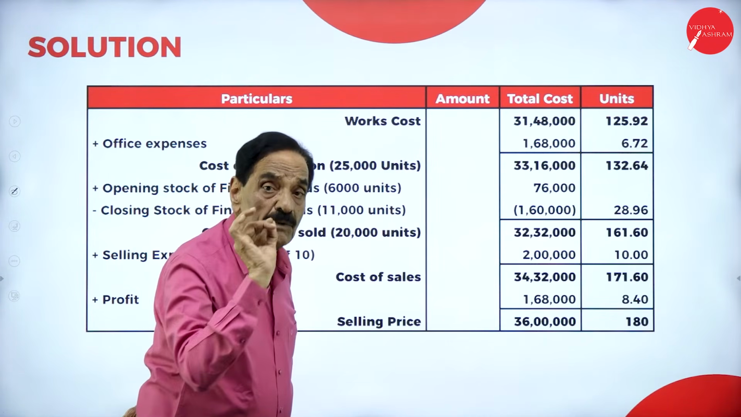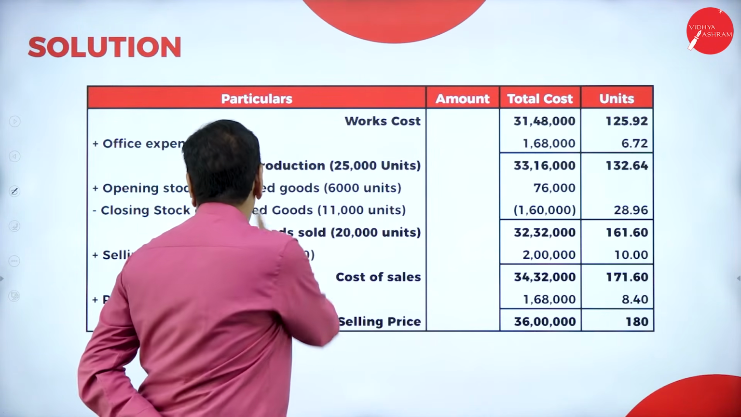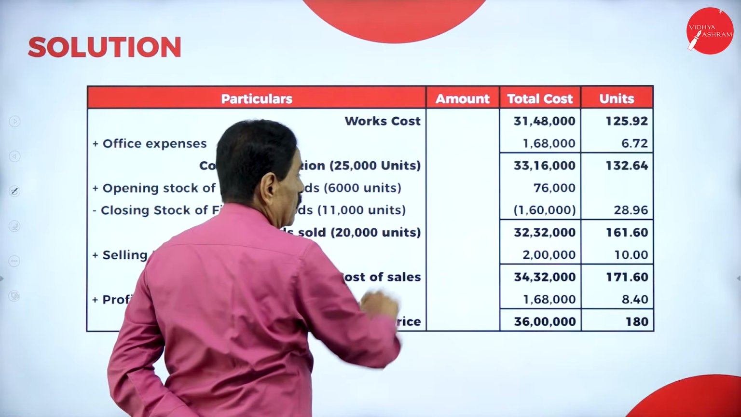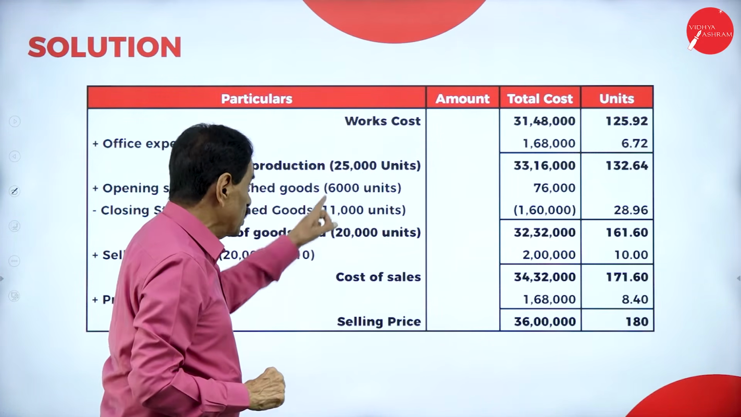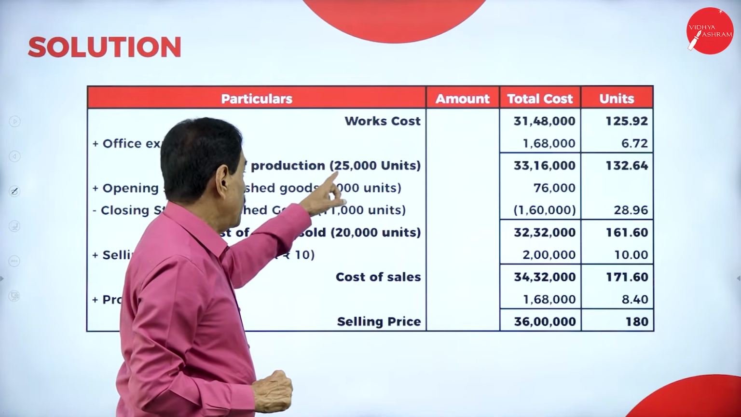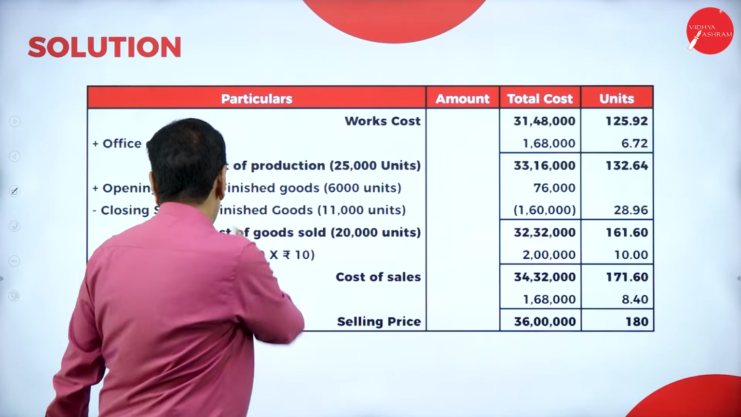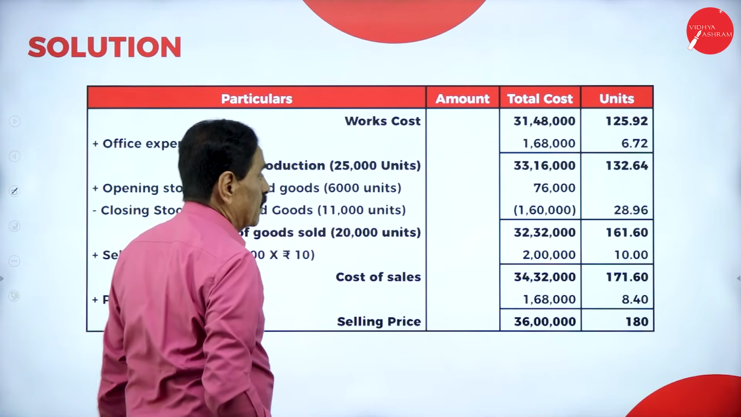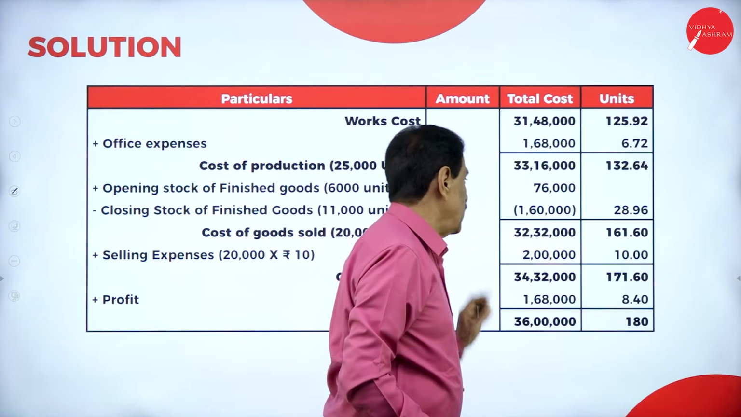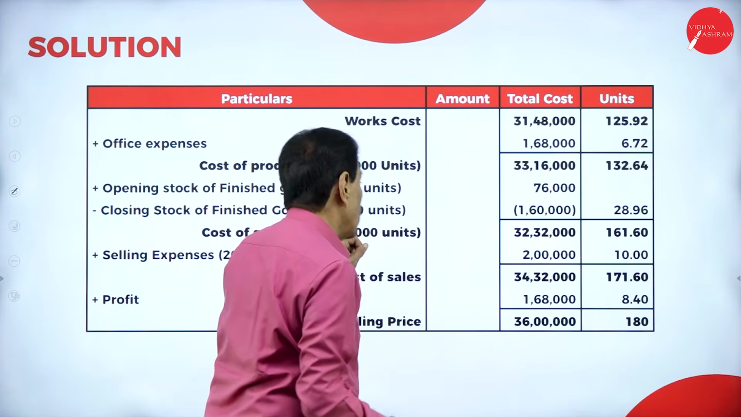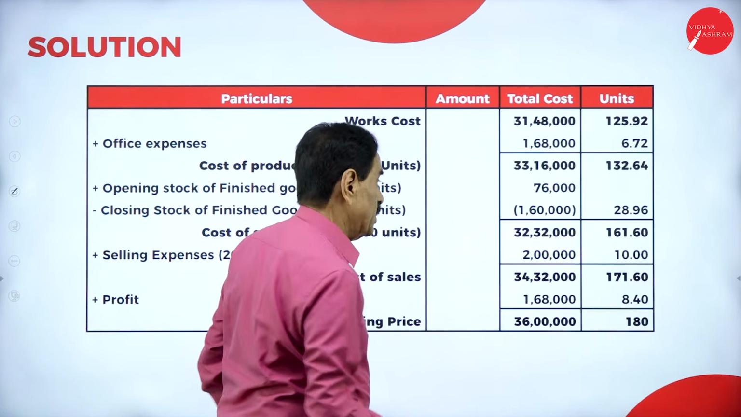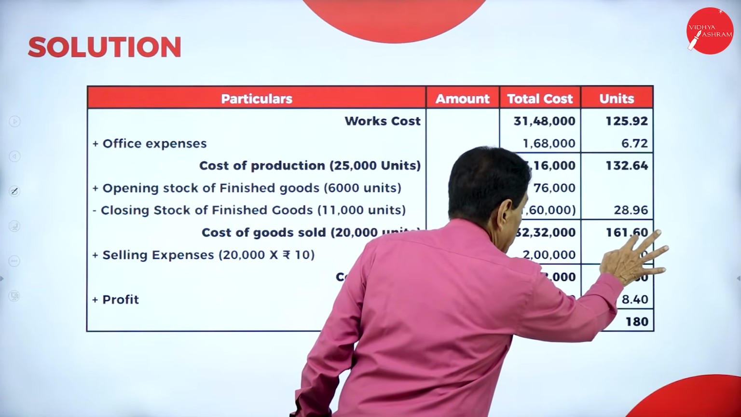This is the value for how many units? 25,000. Add opening stock of finished goods 76,000 for how many units? 6,000. It's also finished goods. 25 plus 6, 31 units. Minus closing stock of finished goods 11,000, 1,60,000. So it becomes 32,32,000 for how many units? 20,000 units. It becomes 161.60.